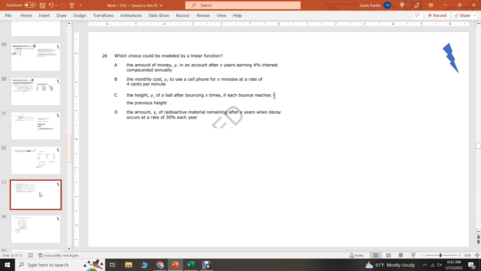Which choice would be modeled as a linear function? Okay, so we're looking for some key words.